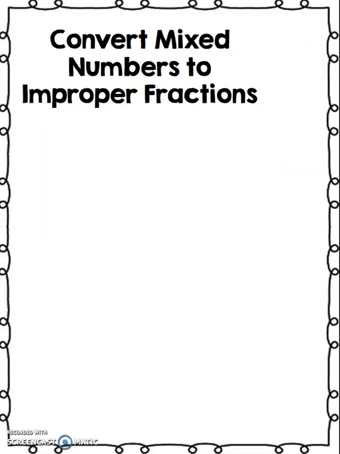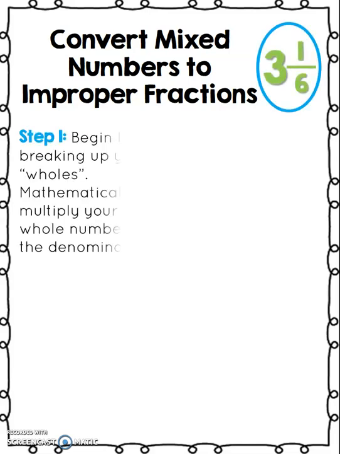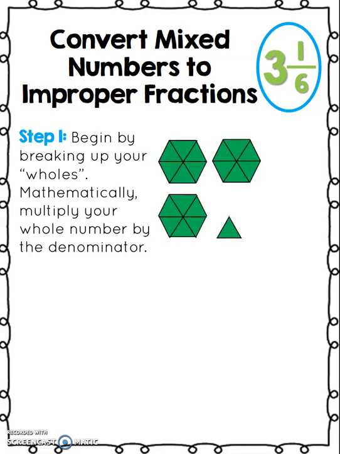Let's take a look at converting from a mixed number to an improper fraction. This time, I'll use the example 3 and 1/6. First, I need to begin by breaking up our wholes. Mathematically, that means we're going to multiply our whole number by the denominator. So let's take a look at this with a model first. So in 3 and 1/6, I have 3 full hexagons and 1 extra triangle or 1 extra 6th piece.